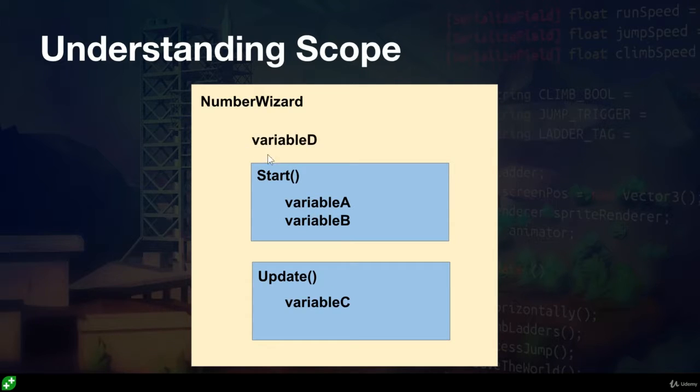If we declare a variable D in our class, so not within start, not within update, but within our class level, then it can be accessible in both start and in update and any of the other methods that we have within our class. And this variable declared at the class level is called an instance variable because it's available to this entire instance or this entire class. And you might say to yourself, well, why not just put all of our variables up there? That seems to be better.